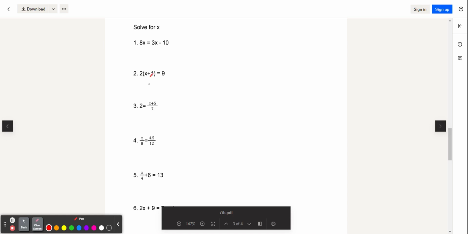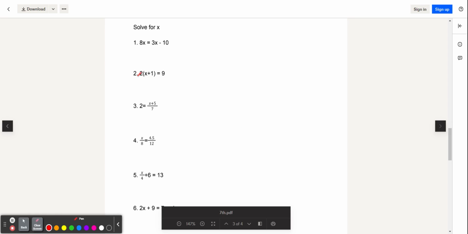Now, number 2, we can see that we have an x in the parentheses. So first, we can divide out that 2, which will give us x plus 1 is equal to 9 over 2. Then we simply subtract 1 from both sides, and remember, 1 can be written as a variety of different fractions as long as it's the same number in the numerator and denominator. So we can see that x is equal to 7 over 2.